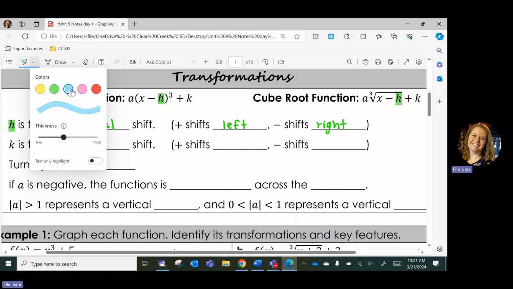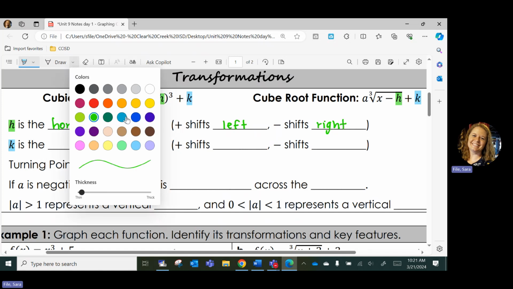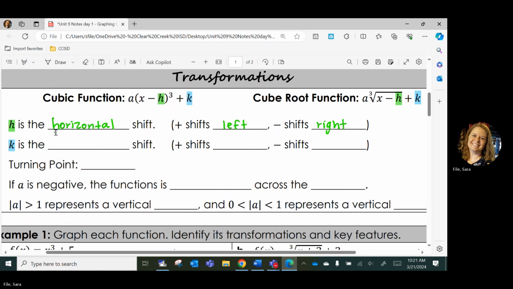Okay, then k is added or subtracted on the outside. It's a plus in the format of vertex form. Okay, so it's straightforward, the sign that you see. Okay, and what does k represent? The vertical shift. Good. Okay, so plus k is going to shift up, minus k is going to shift down. Okay, so those are our translations. Slide, shift, up, down, left, right.